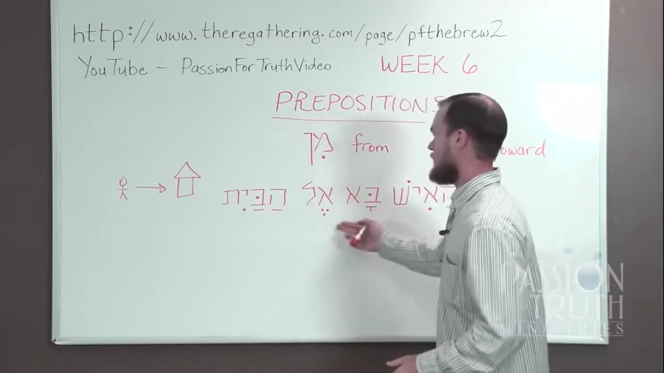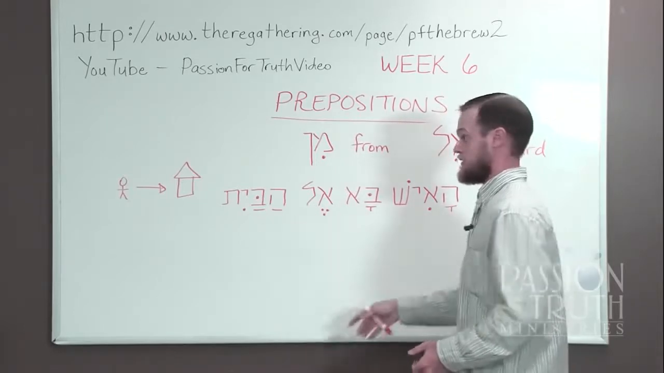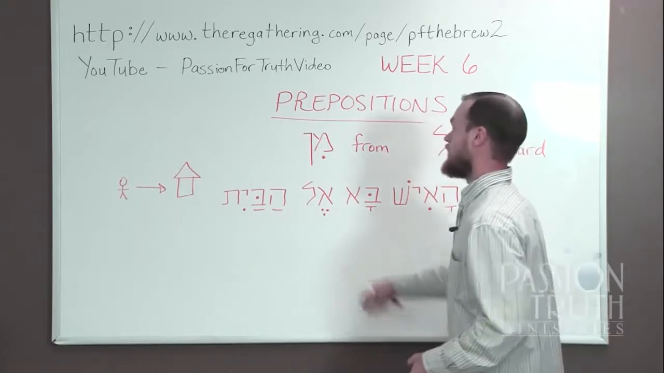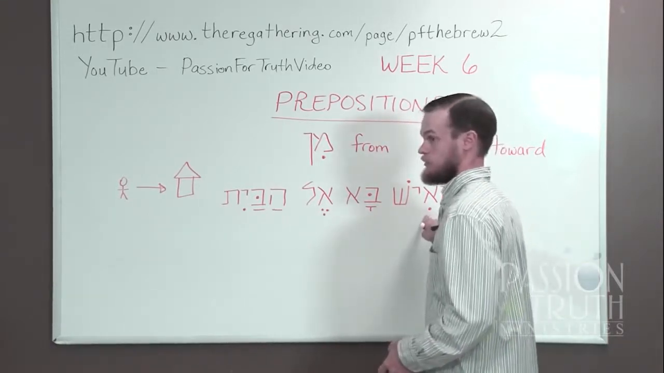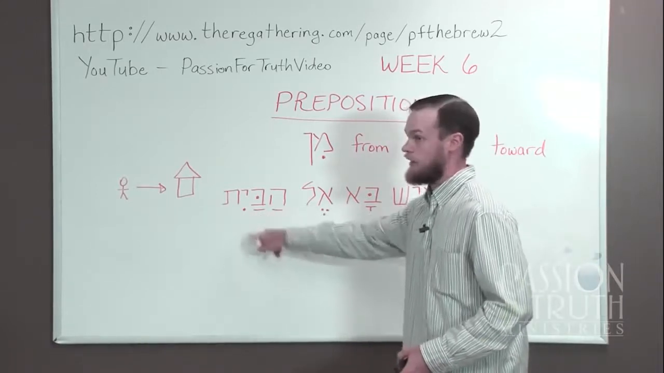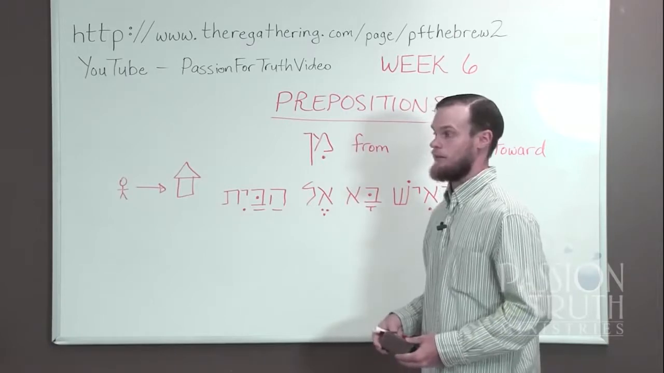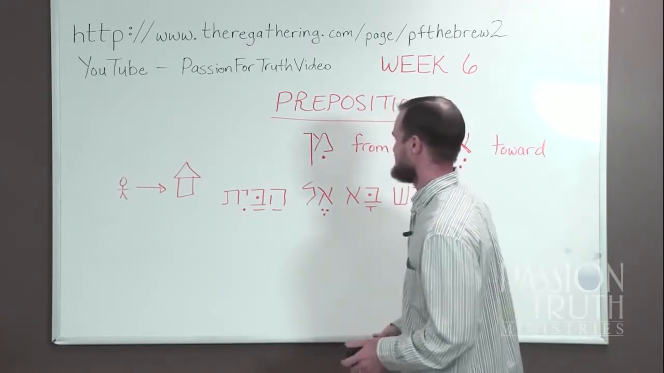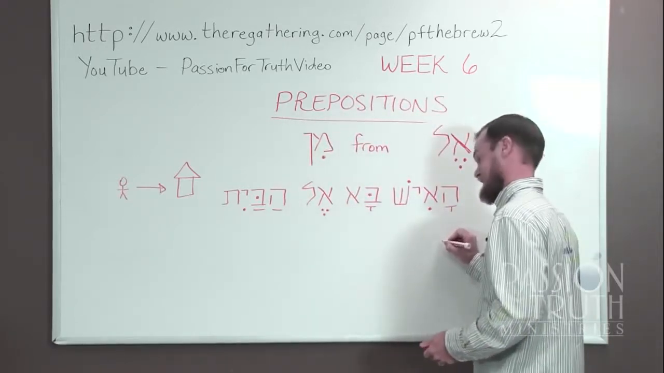So yes, ha'ish ba el habayit, or we could say ba ha'ish el habayit, since the subject and the verb can be in either order. But the el definitely must go between. Ish must be before, and bayit must be after, because otherwise it's the house is coming toward the man, and that's a bad thing. So, okay.